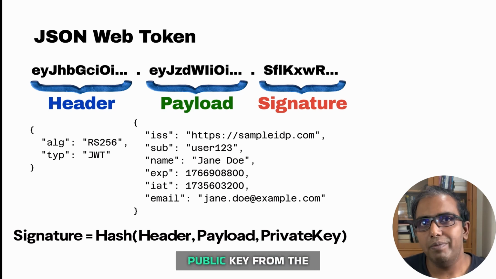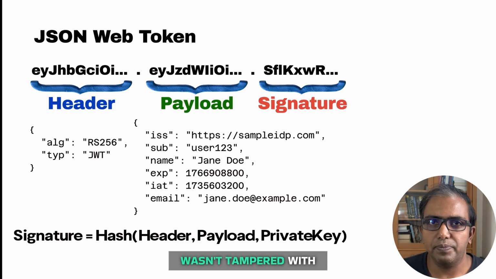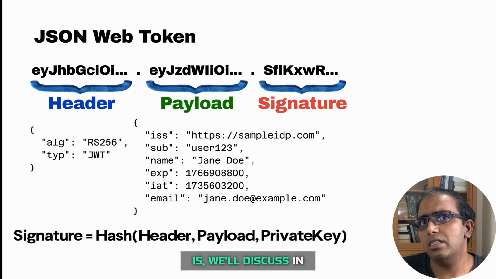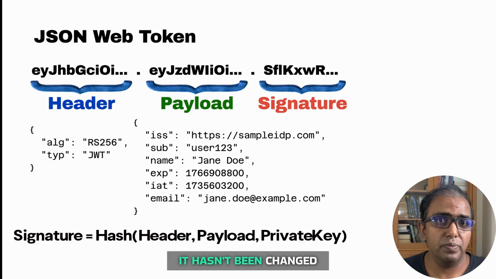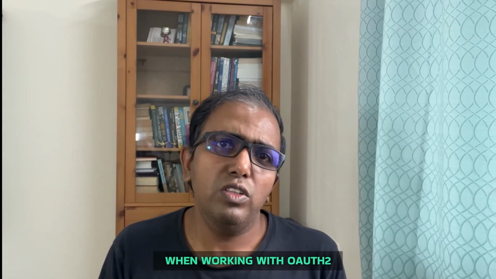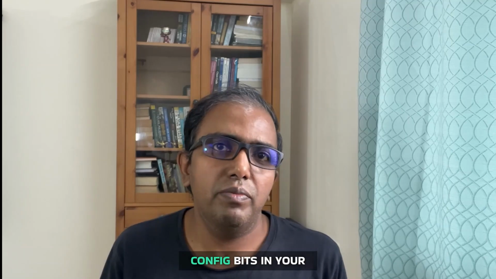Your app uses the public key from the JWKS URI to verify the signature and make sure that the token wasn't tampered with. What a JWKS URI is, we'll discuss in a while. Using the keys in this URI, that's how your app knows, yeah, this token really came from the IDP and it hasn't been changed.